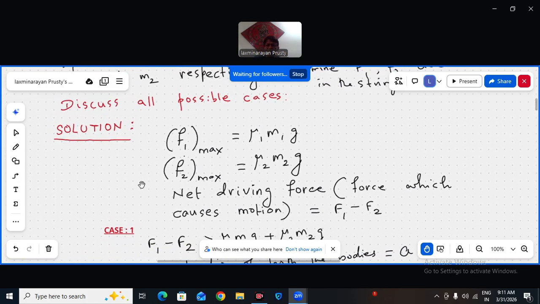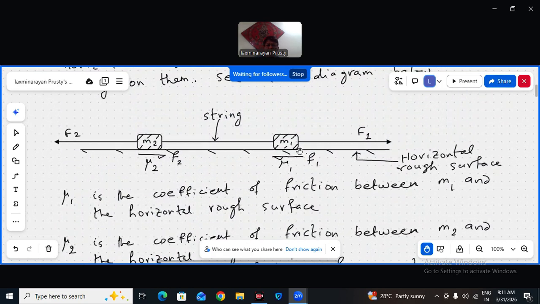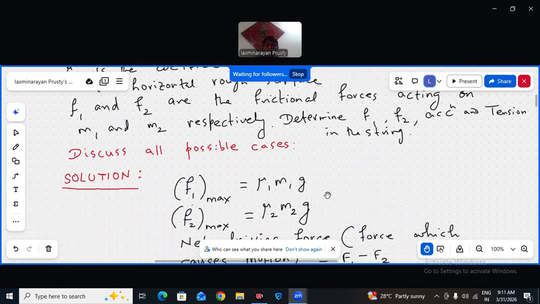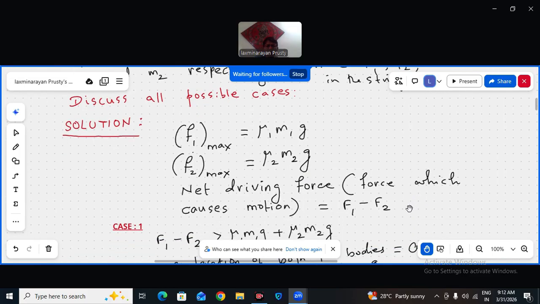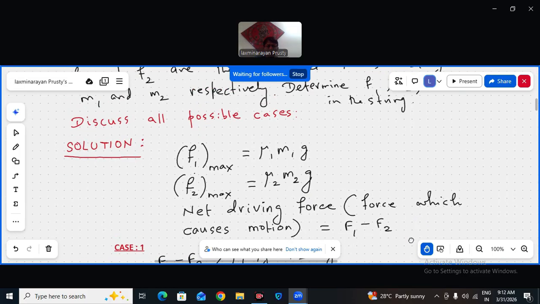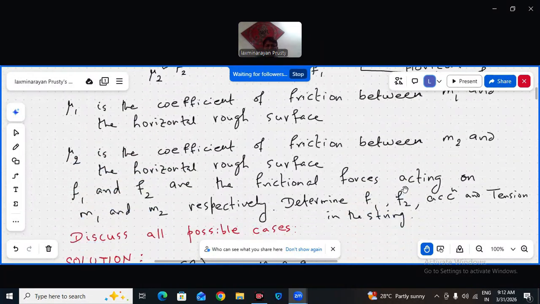Before discussing cases, let me write what is the maximum friction force on M1 and M2. That is mu1 M1 g and mu2 M2 g, the maximum friction forces f1 max and f2 max. Here I am not distinguishing between static and kinetic friction. Net driving force which causes motion, that is F1 minus F2, as you can see in the diagram.